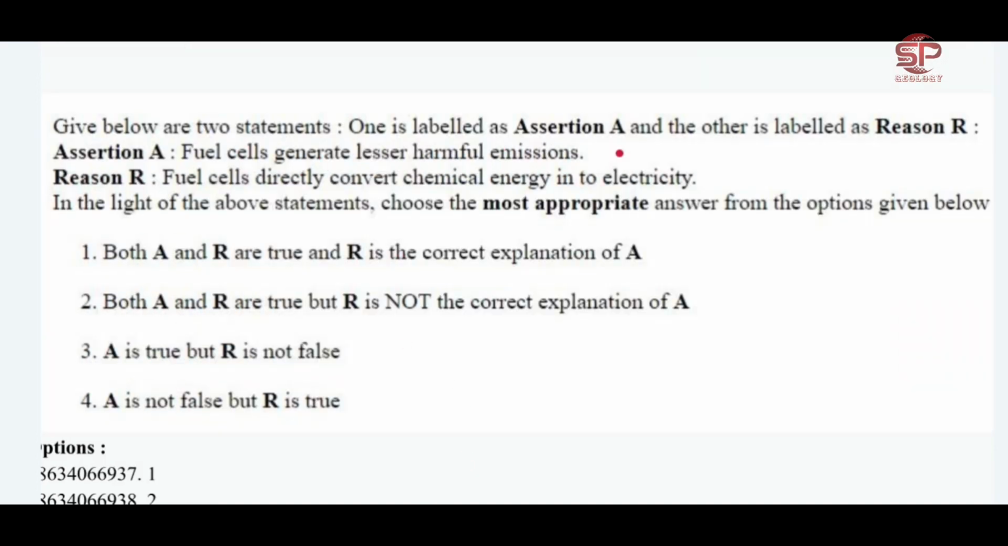Fuel cells generate less harmful emission because a fuel cell converts the chemical energy directly to electricity. It only produces water and heat, and it is considered pollution free. So fuel cell directly converts the chemical energy to electricity. It is also correct. So both A and R are true, and R is the correct explanation of A.